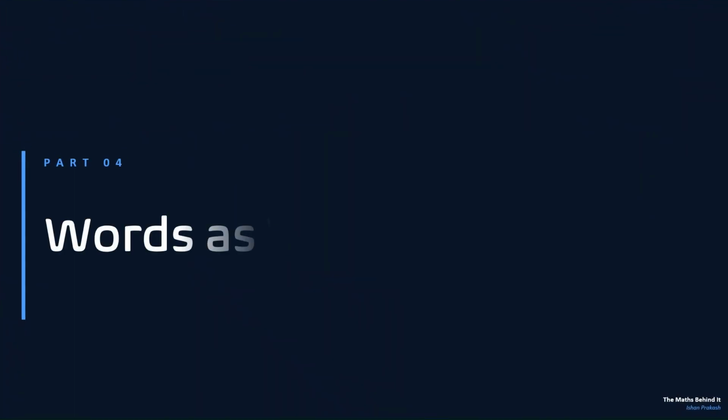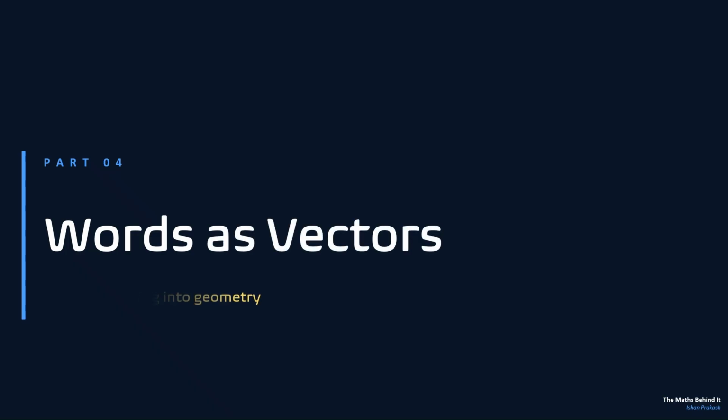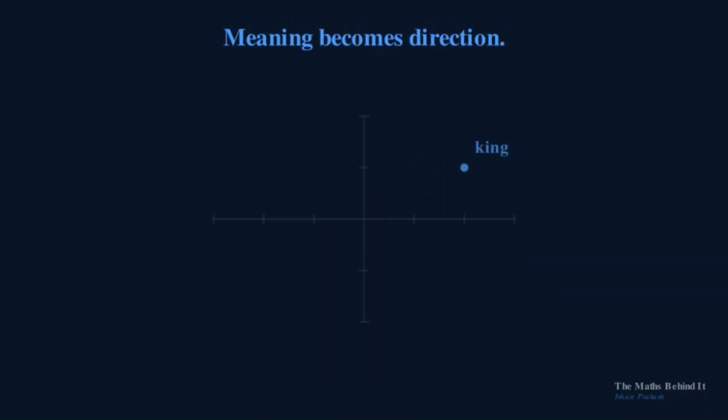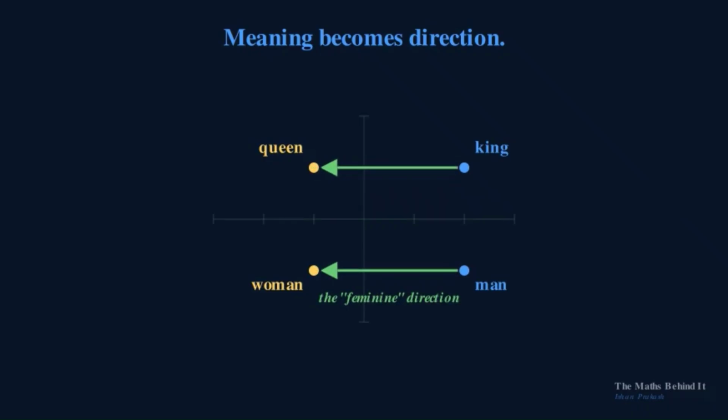To use the dot product to compare meanings, we first have to turn words into vectors, which sounds mad. But it works. The word king becomes a list of numbers, a vector. So does queen, so does banana. These are called embeddings, and here's the magic. The model is trained so that meaning becomes direction. Words with similar meanings end up as vectors that point in similar directions.